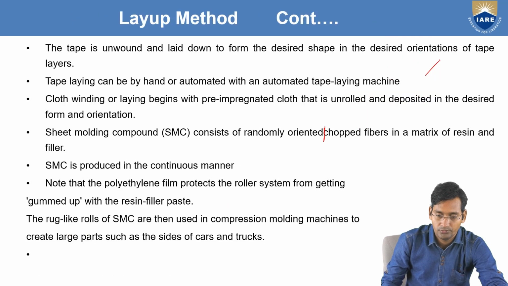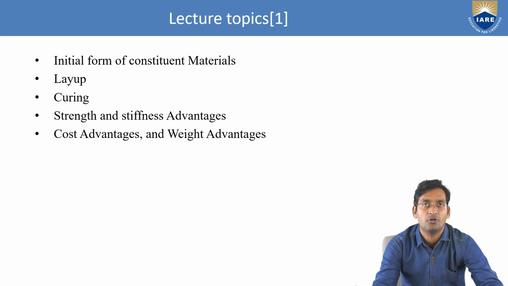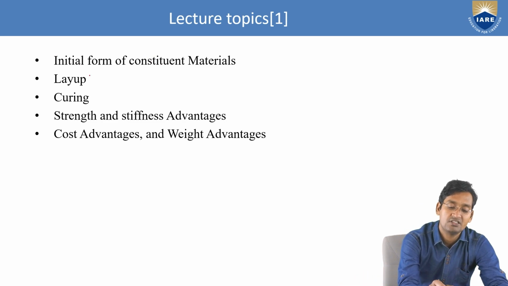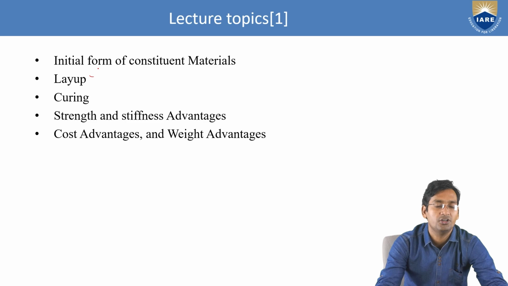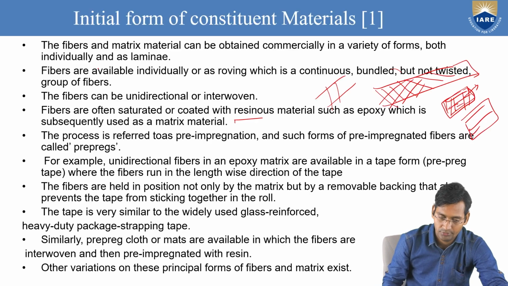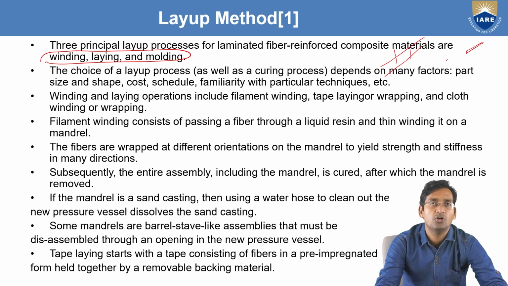Okay, so in this, what we had seen: the initial form of the constituents, whatever things are required before manufacturing the composites, then the layup method. In the layup there were three different methods, then curing, then strength and stiffness advantages, then cost advantages. In the layup method we see three: winding, laying, and molding. By these methods we can form the composite.